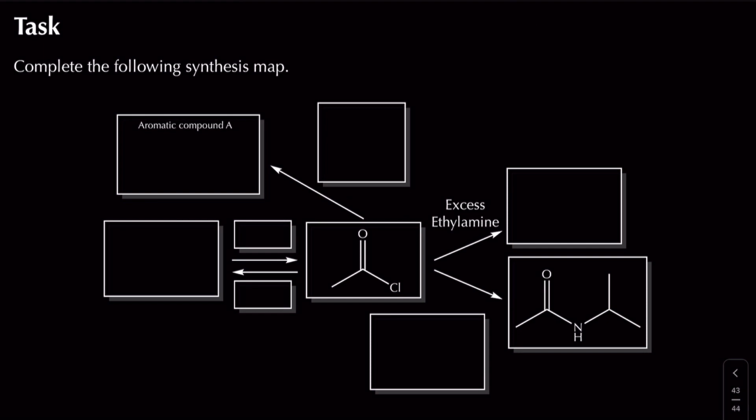Now moving on, feel free to pause the video and have a go at the following more complicated synthesis map. So yeah, starting off with this then, we'll start off from the left hand side because that seems a bit easier. How do we make an acyl chloride, and then how can we go in the reverse direction?